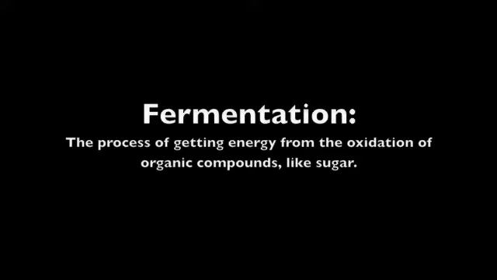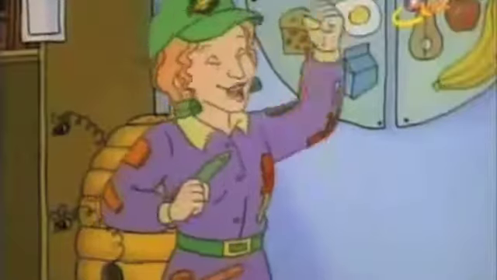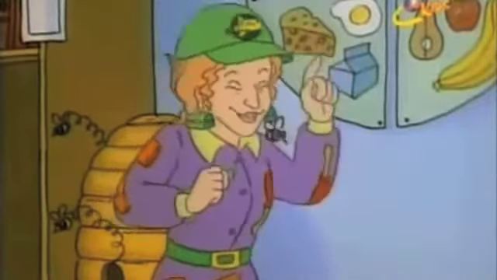Fermentation is the process of getting energy from the oxidation of organic compounds, most commonly sugar. Very good, Dorothy Ann. Class, this is the formula for alcoholic fermentation. Can anyone tell me which compound is which? It goes glucose to ethanol and carbon dioxide. Excellent. Now, where does the yeast come in?